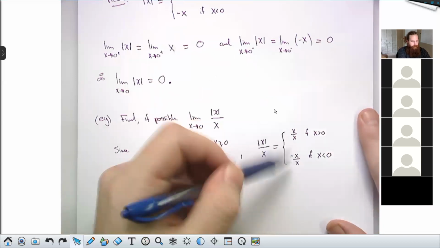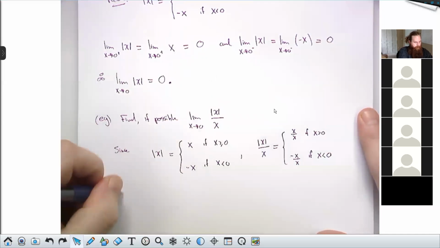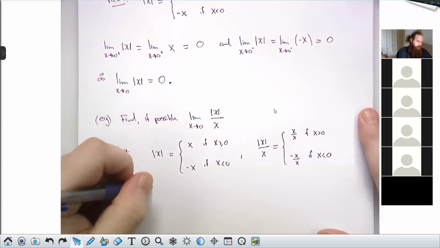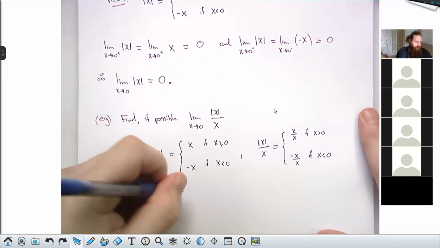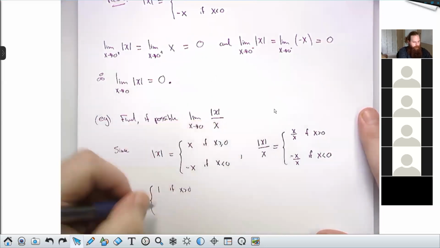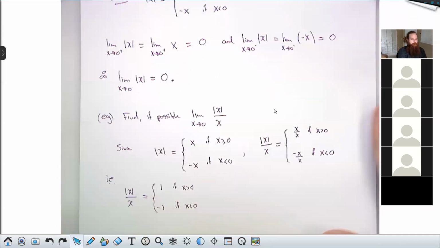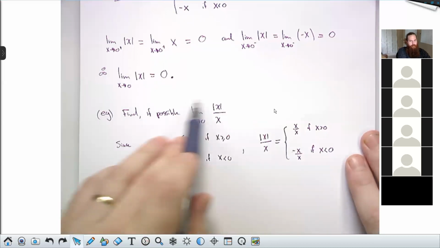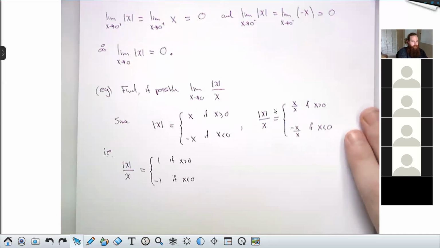But no one would write x over x or negative x over x. They would cancel those to write them more nicely. x over x is 1, so this is equal to 1 if x is greater than 0. Negative x over x is negative 1, so this is negative 1 if x is less than 0. So again, we could take the one-sided approach. Remember, what we're trying to do is find the limit as x goes to 0 of this function, which we've now written nicely as a piecewise function in this way.